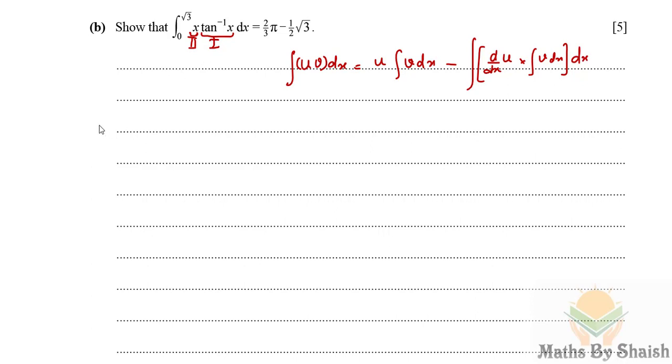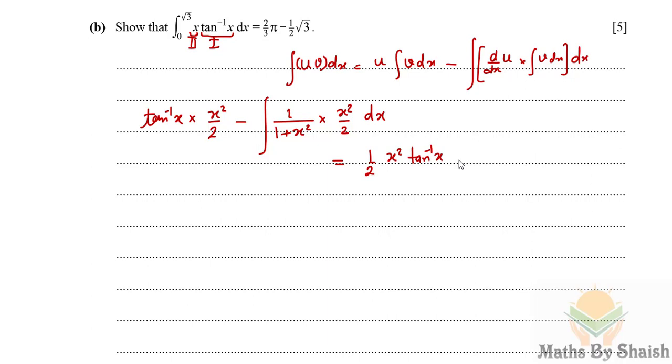So here we are going to rewrite this left hand side, and I'll put the limits at the last. The left hand side becomes the first function as it is, tan inverse of x, into the integration of the second function. Integration of the second function is going to be x squared divided by 2, because integration of x is x squared by 2, minus the integration of the differentiation of tan inverse x. It is going to be 1 over 1 plus x squared, multiplied by the integration of the second function, that is x squared by 2, with respect to dx, and we can rewrite it as 1 upon 2 times x squared tan inverse x minus 1 upon 2 common, and we get the integration of x squared upon 1 plus x squared with respect to dx.